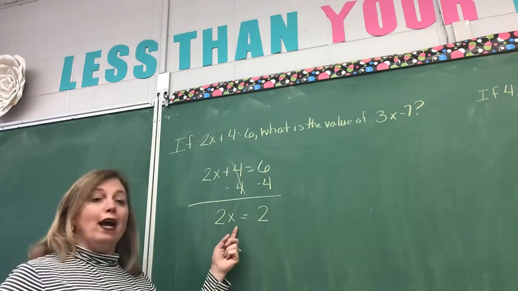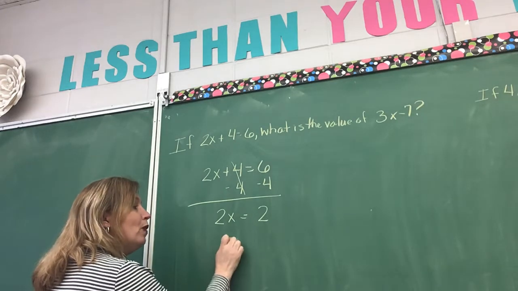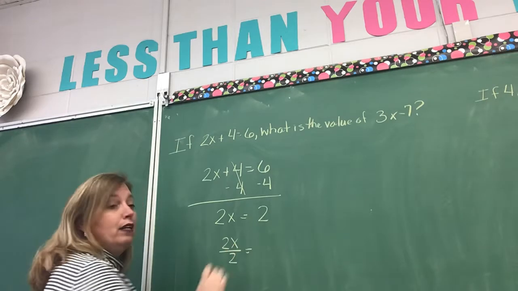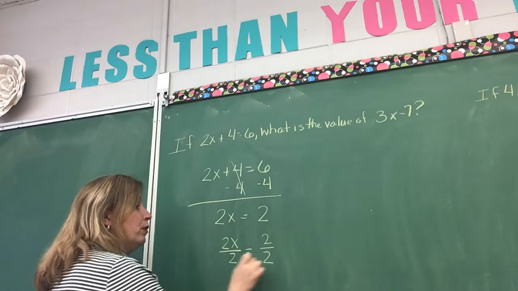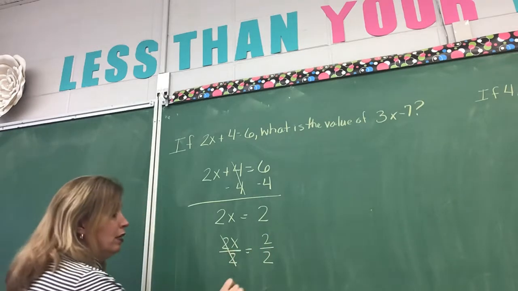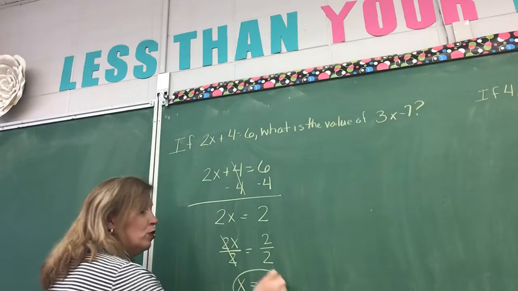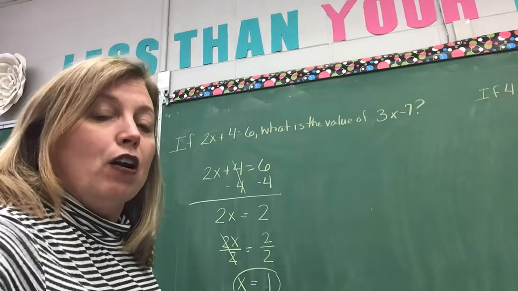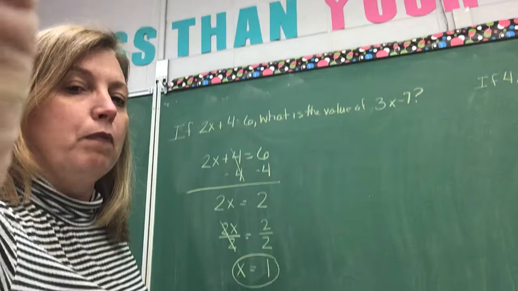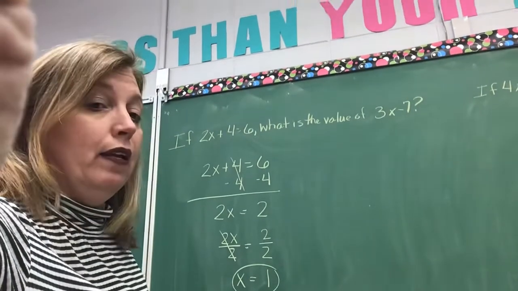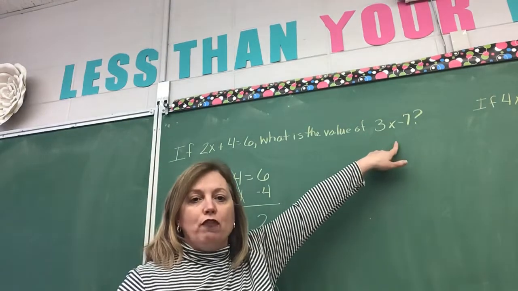Now we know that 2x means to multiply, so we're going to divide. So 2x divided by 2. And again, whatever I do on the left, I must do on the right. So 2 divided by 2. This is going to cancel, leaving me only x, and 2 divided by 2 is 1. So as you can see, it's kind of hard for you to see there at the bottom of the screen, but x equals 1.